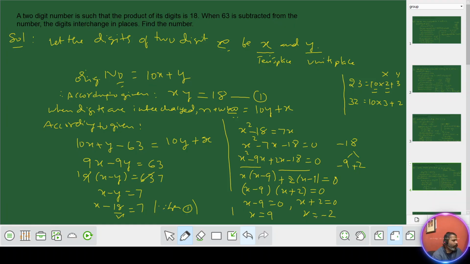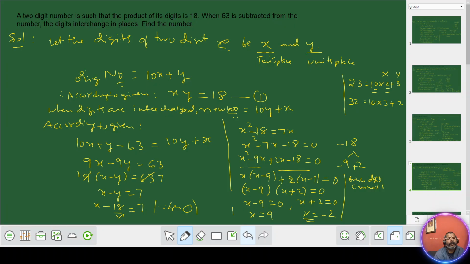Now, what are the digits we need? Digits cannot be negative, right? A number can be negative, but a digit will never be negative. Remember this concept. When we say minus 23, it is a negative 23 number, but the 2 and 3 in the number are positive only. The whole number may be negative. For that reason, we drop the x equal to minus 2 value. Since digits cannot be negative, therefore x equal to 9 is the answer.